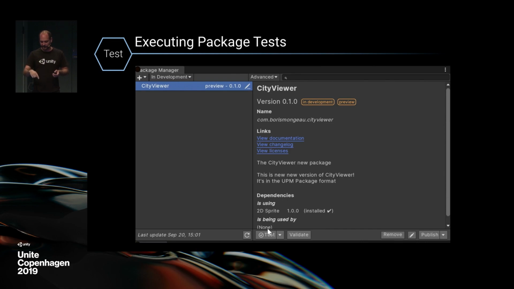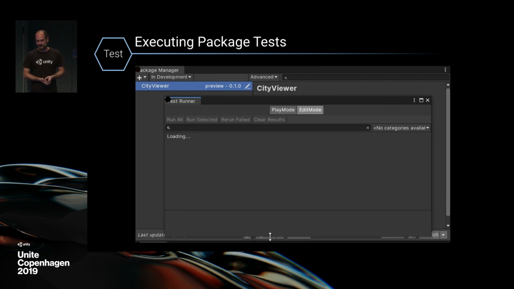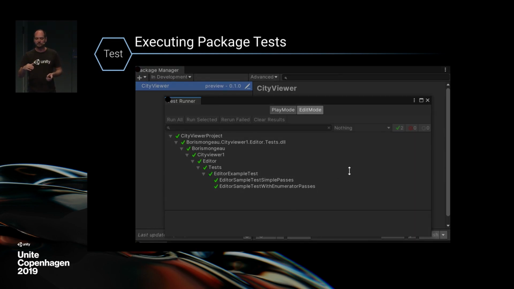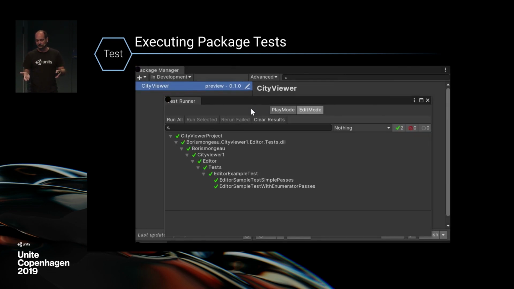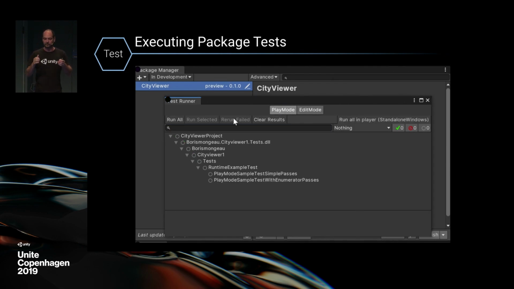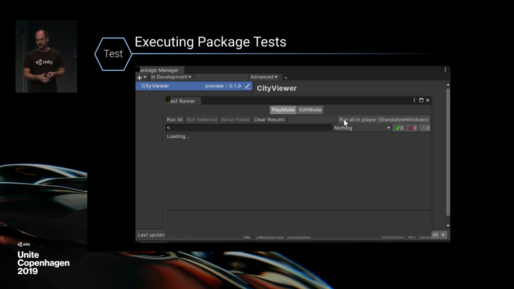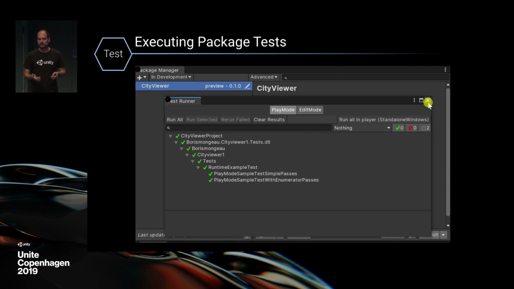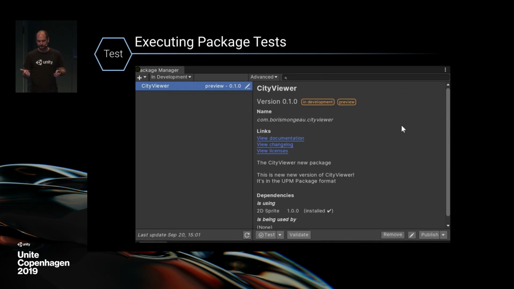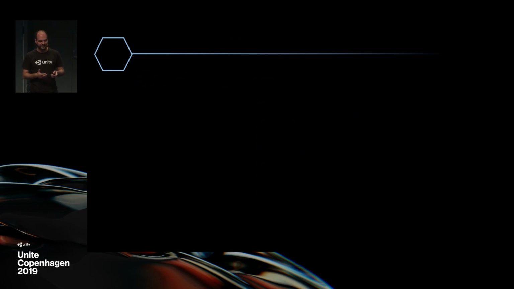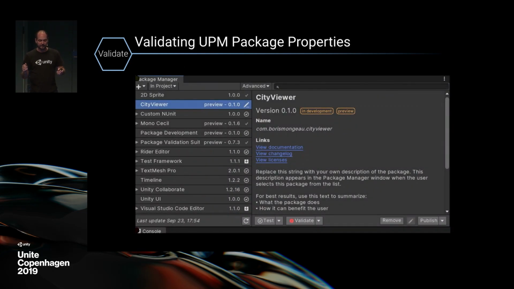So if we go now to the test button, it's going to run the test runner. So we have a dependency on the test runner to make sure that we can use that package. And in edit mode and in play mode, if you created your tests properly as in the example that we put, you can just run the tests right away, and it's going to validate that your tests are passing or failing. That's pretty much for the test. Let's go on with validation.